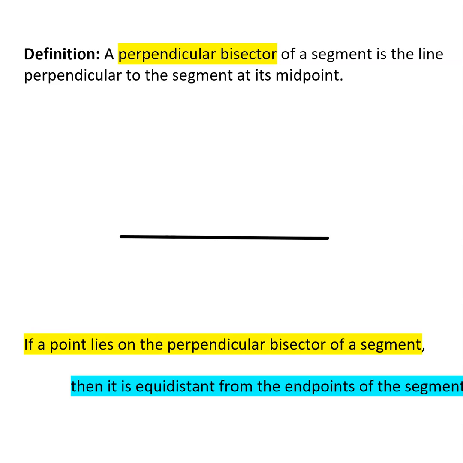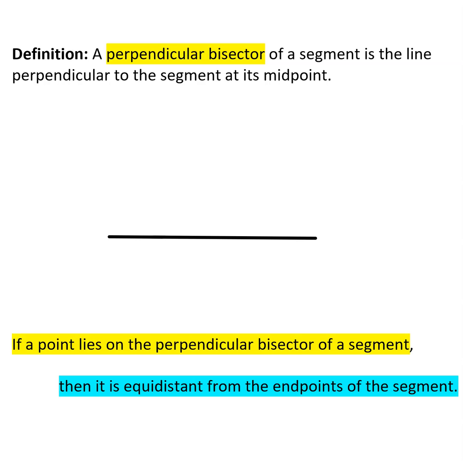In this video, we're going to go over a review of perpendicular bisectors and angle bisectors. A perpendicular bisector of a segment is a line that's perpendicular to the segment at its midpoint. So a perpendicular bisector is going to go through this segment right at its midpoint, and the two lines are going to be perpendicular to each other.